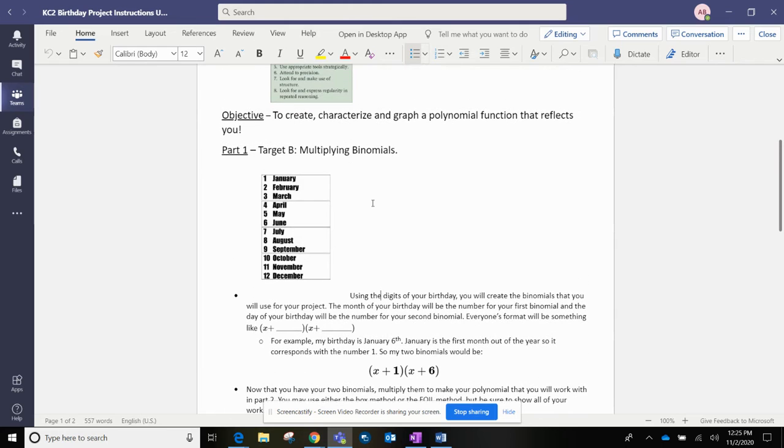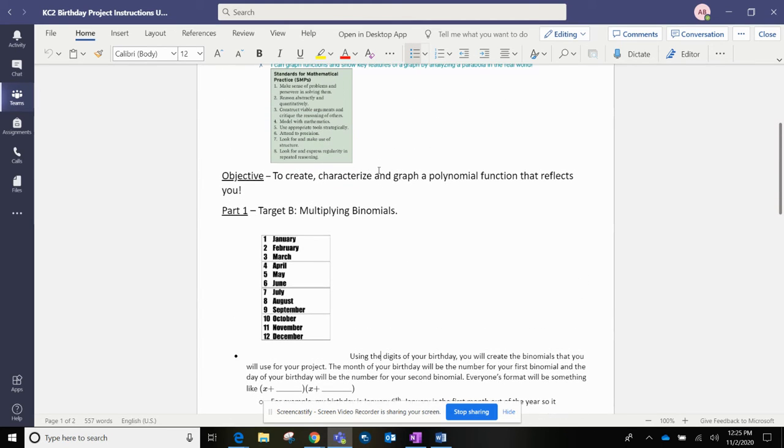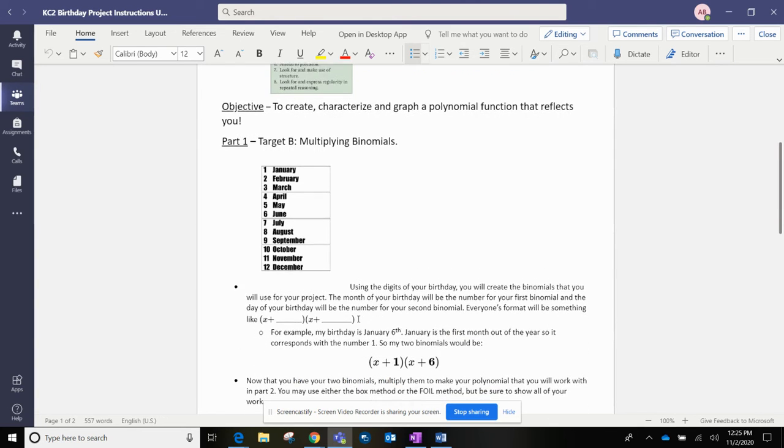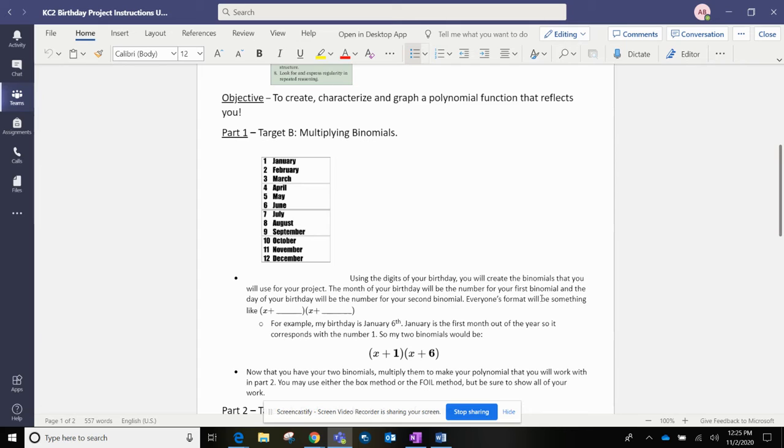So part 1 is multiplying binomials. This is about your birthday, and you are going to use the digits of your birthday to create 2 binomials. The month of your birthday will be the number for your first binomial, and the day of your birthday will be the number for your second binomial. Everyone's format will be something like this. We're going to work with positives, so x plus blank, and then in parentheses, x plus blank.